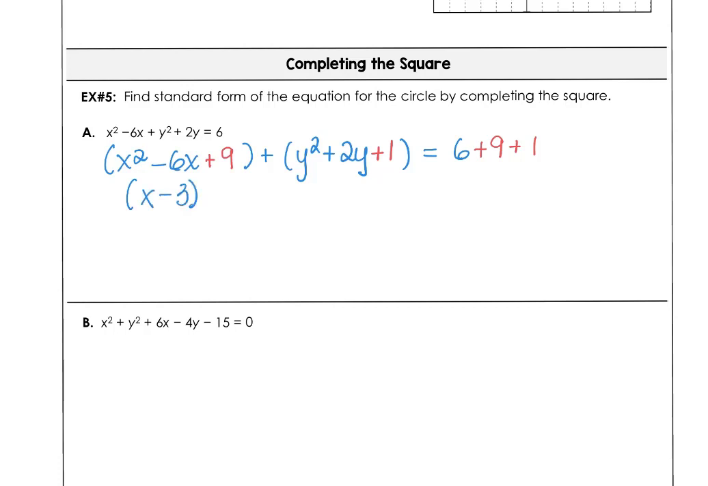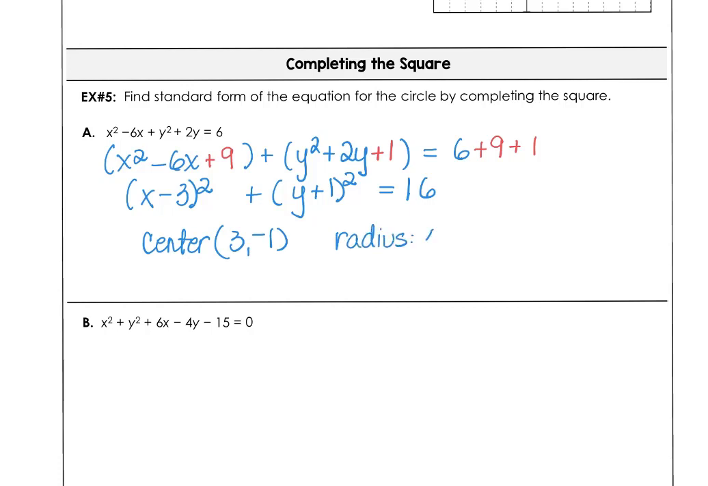Factoring the first trinomial is (x minus 3) quantity squared, and then the y terms factored are (y plus 1) quantity squared. And 9 plus 1 plus 6 gives us 16. So we know the center is located at (3, -1), and we know that the radius is 4. So I would recommend that you turn the video off and try part B on your own, then come back to check your work against mine.